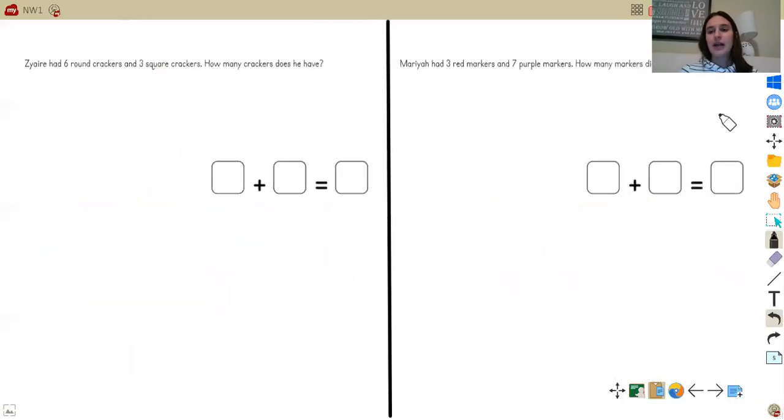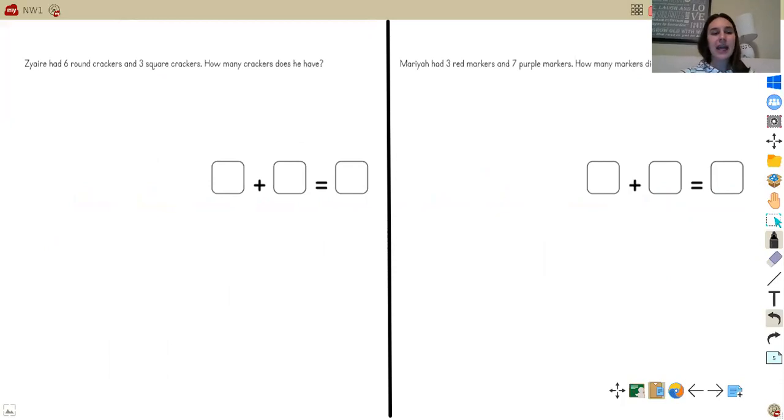Now we're going to go ahead and move this screen so you guys can see both problems. I'm going to move it down here. Here are two problems for you guys to work independently on your own. Hit pause and then come on back and we'll work them together. So now that you guys solved the two problems, let's go ahead and do them together.